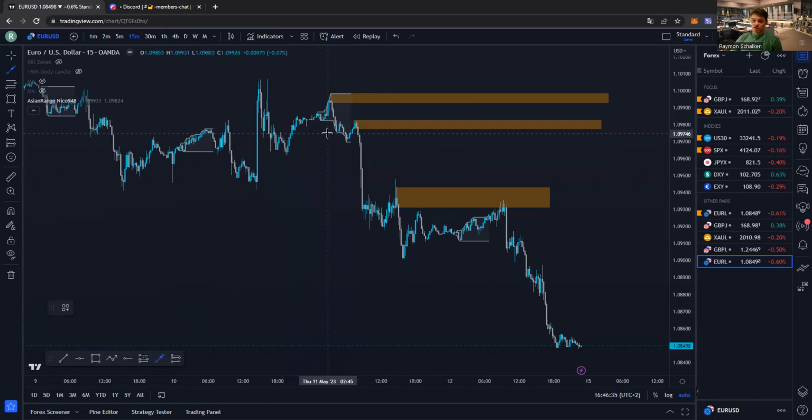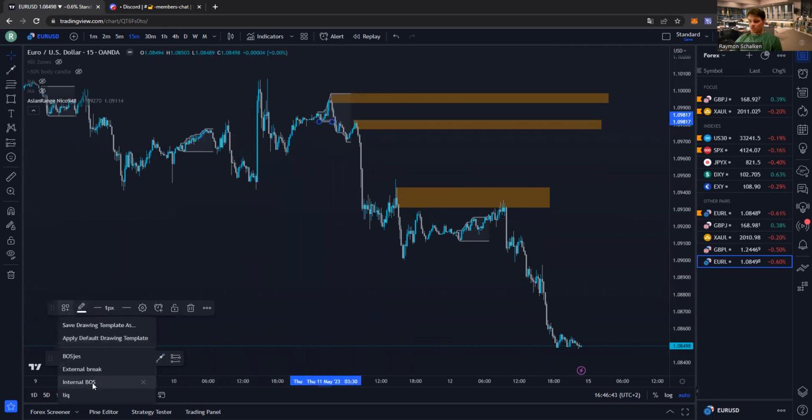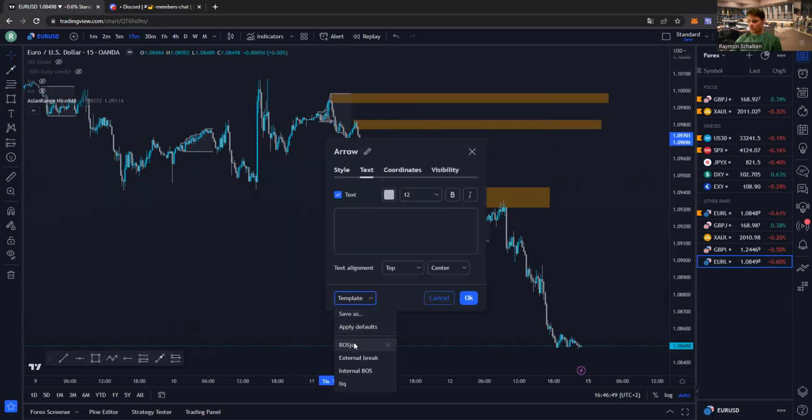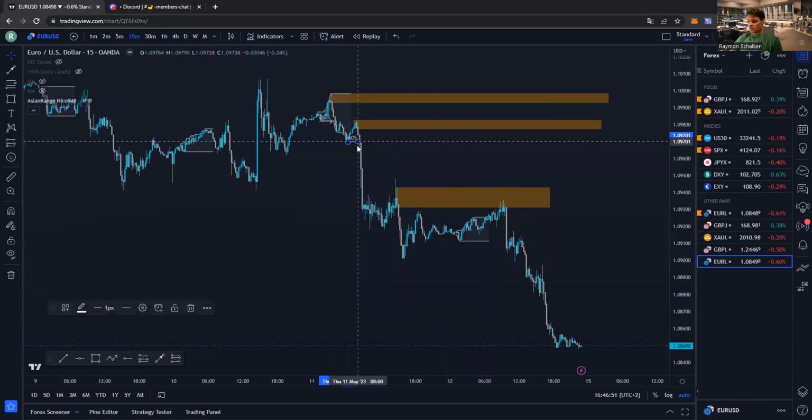A break of structure is essentially an impulse that breaks previous price points. So for instance, this one here is a boss. You can mark it up as this one. This one is a boss as well. Mark it up as a boss. Here we are. And here we have another break of structure.